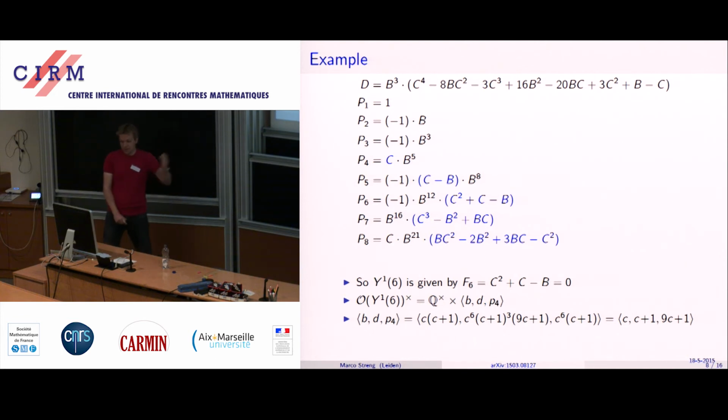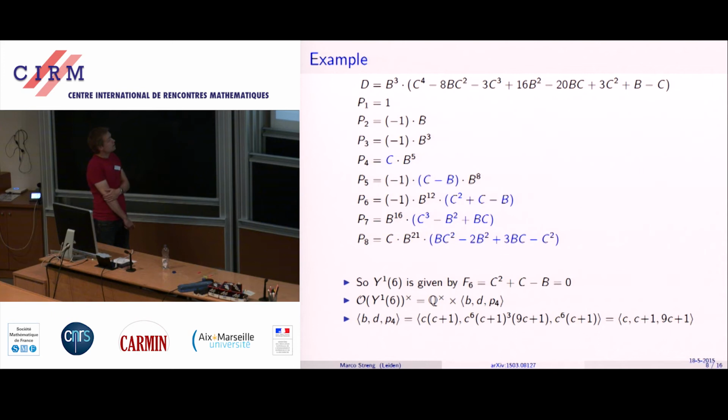And that gives us a defining equation for Y1 of 6. So here's an example. Y1 of 6 is given by f6, which is c squared plus c minus b equals 0. And the units of that, by the theorem that I'm going to prove, this group of units is Q star times b and c and then p4 up to p of 6 divided by 2 plus 1, which is also 4. So it's just these three. And I can compute these three explicitly.